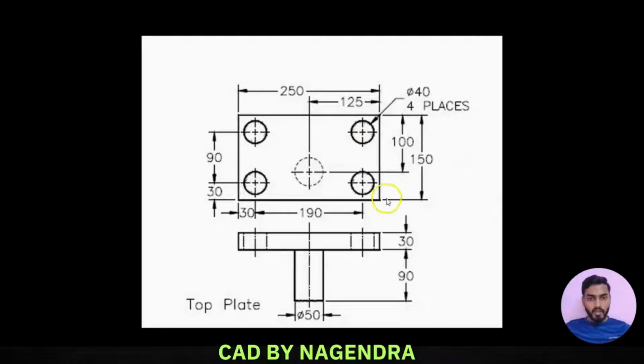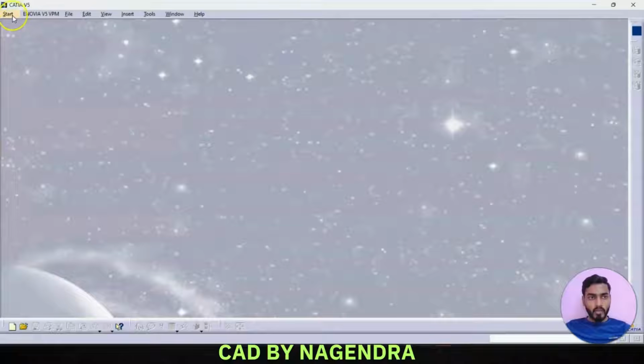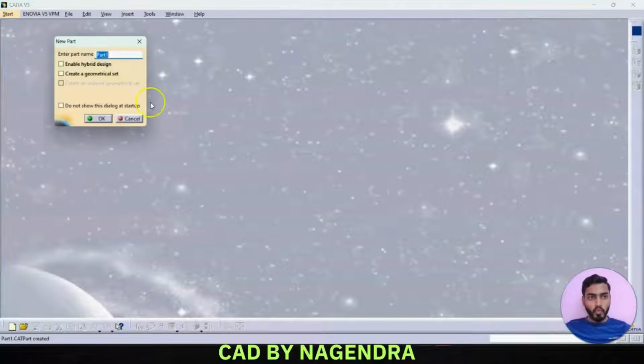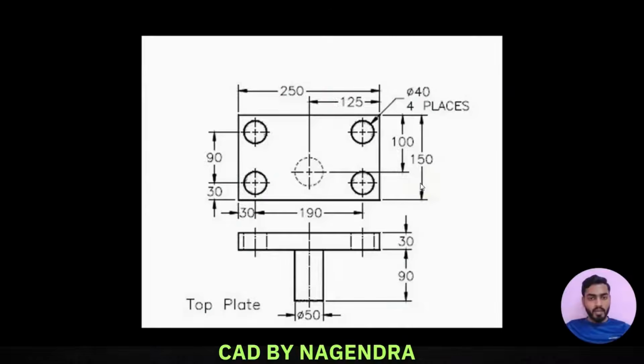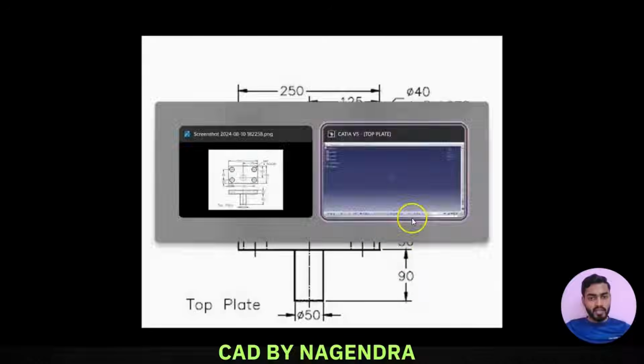Next we'll create this top plate. To create the top plate, we'll enter a new part. We need the top plate, so let's give that part name. Then let's say OK. Same here, before we created for the bottom plate, same parameters we have here. One rectangle we need with a length of 250 and width of 150. It should have a thickness of 30.